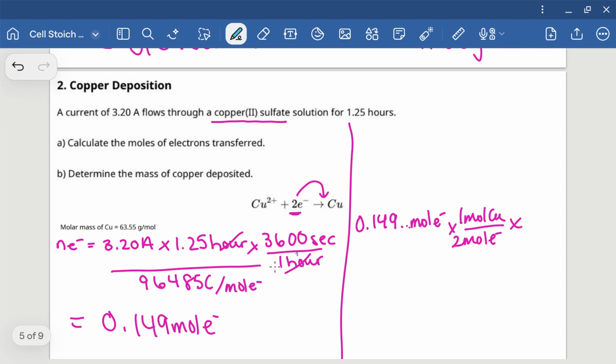And then we can multiply by our molar mass of copper, which again is given here, but if it wasn't, just grab that from the periodic table. So grams per mole, we see things canceling out nicely, and you will be left with your amount in grams of copper being deposited. So there's our first two examples.